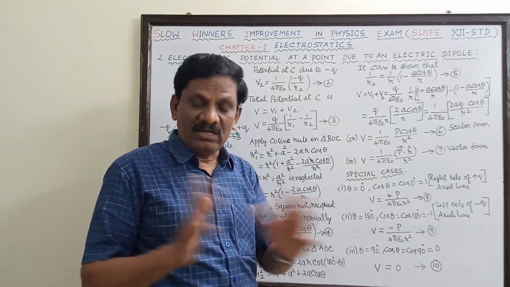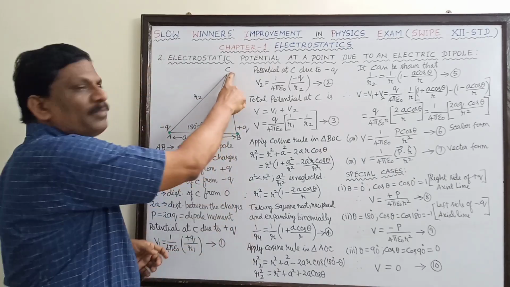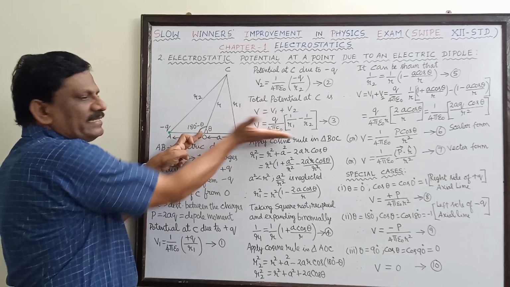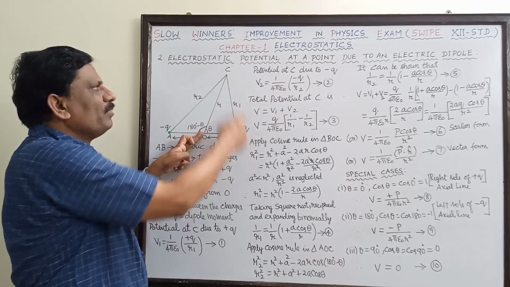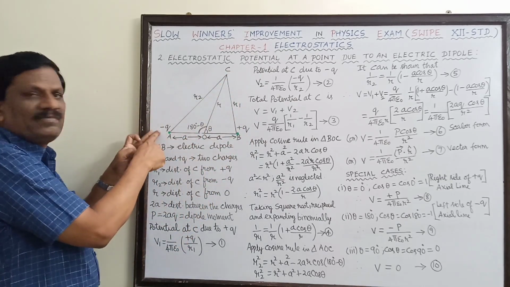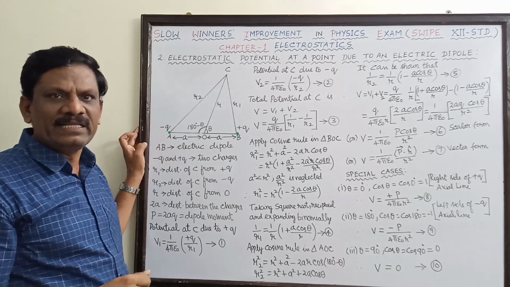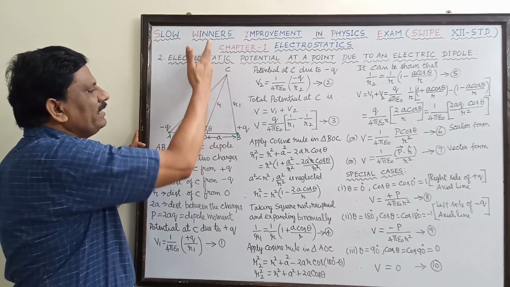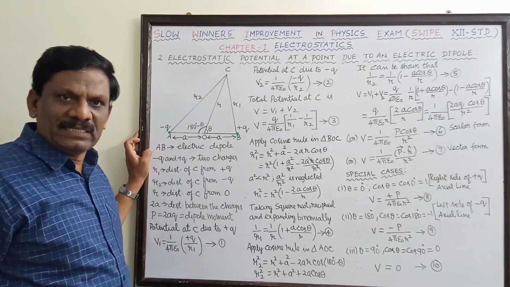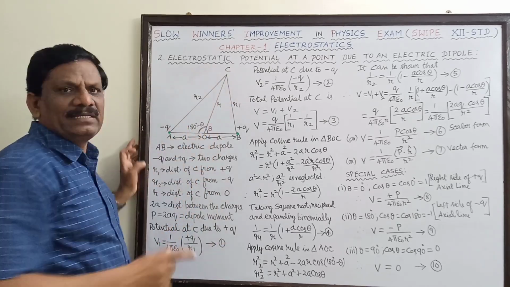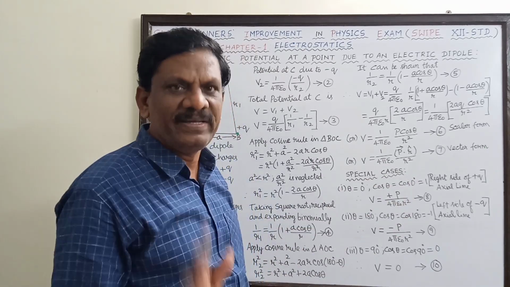But on the safer side, always in exam you write some special cases. Suppose this point C lies along the axial line to the right side of the positive charge, then theta will be 0. Suppose C is lying on the left side along the axial line, on the left side of minus q, then the angle will be 180 degree. Or suppose C is lying on the equatorial line, equatorial plane, understood? Then the value of theta is 90 degree. So these are the special cases. You write this also in practice, it will be very easy only.